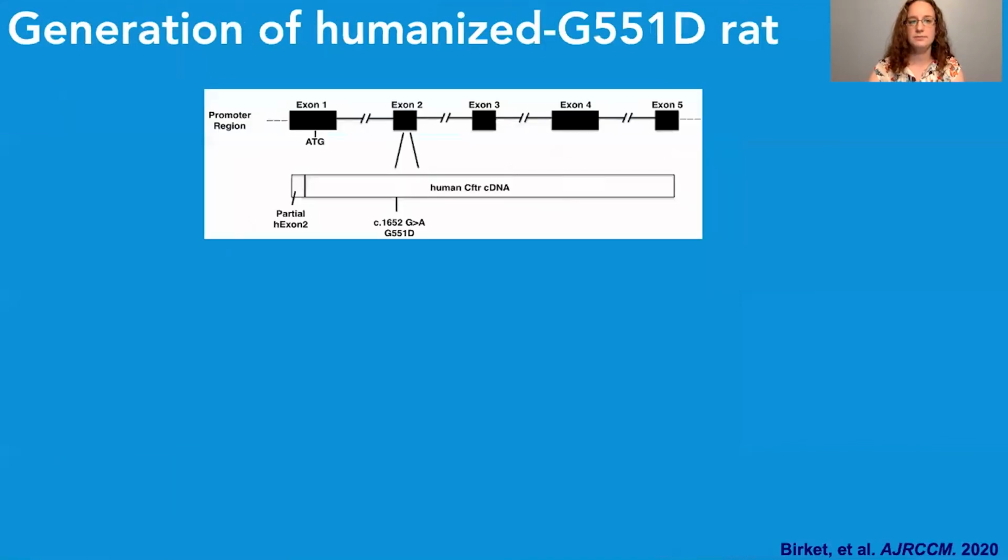We also wanted to generate a model that responded to the human drug ivacaftor. Now, ivacaftor has difficulty activating rodent CFTR, so to combat this problem, we created a human CFTR cDNA sequence with the G551D mutation and inserted it into the rat genome at exon 2. This generates a hybrid rat-human protein that is expressed behind the endogenous rat promoter, preserving the first exon and intron to allow for appropriate processing.